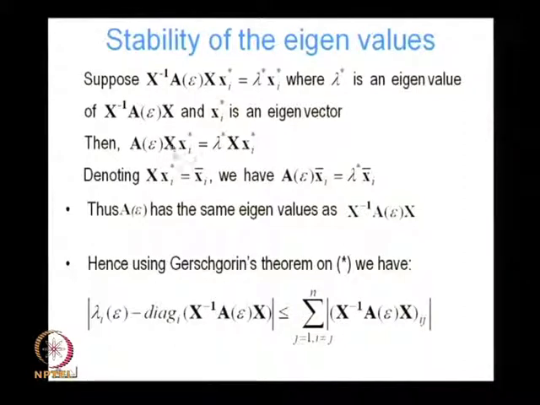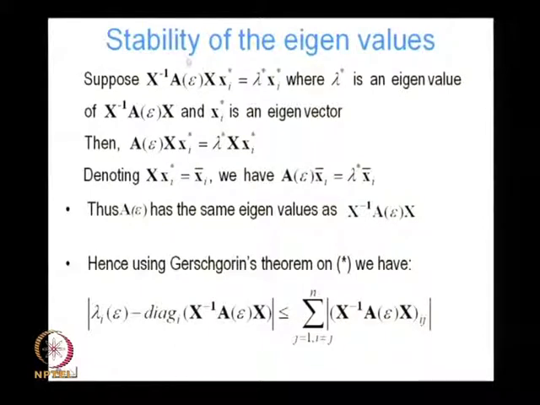So, if we denote x xi star as x bar, we have A epsilon x bar is equal to lambda star x bar. So, what does this mean? This means that A epsilon has the same eigenvalues as x inverse A epsilon x. Why? Because the eigenvalues of x inverse A epsilon x are lambda star, and we have just proved that the eigenvalues of A epsilon are also lambda star. Thus, A epsilon has the same eigenvalues as x inverse A epsilon x.